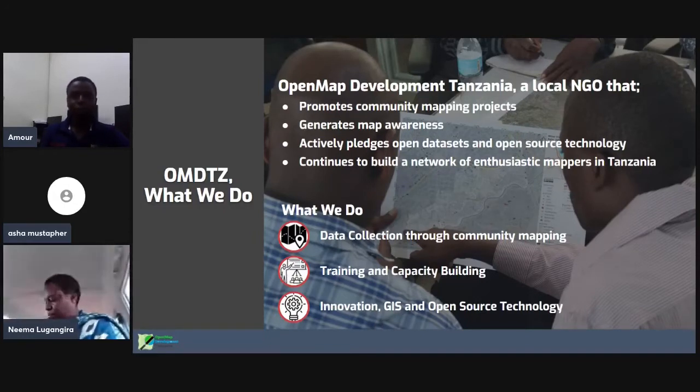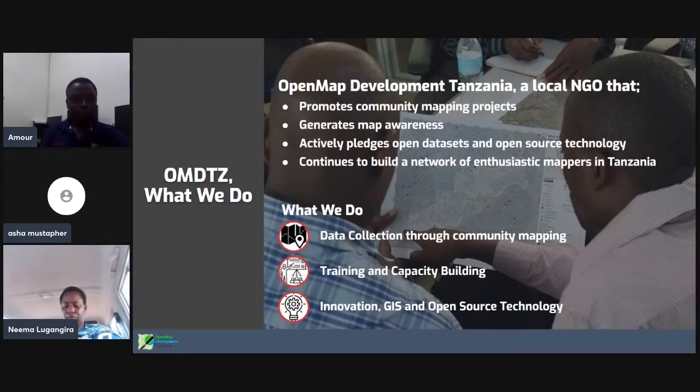And apart from promoting community mapping projects, we also generate map awareness among different levels of stakeholders, local governments, as well as other stakeholders. And the other part which we focus on more is to build a network of mappers here in Tanzania. This is something that we are really eager to push forward, to have a good network of mappers here in Tanzania.